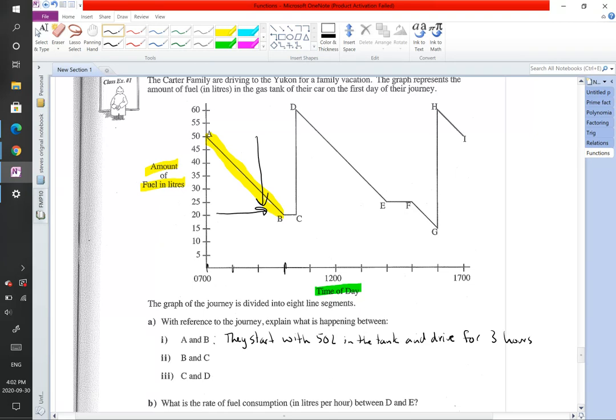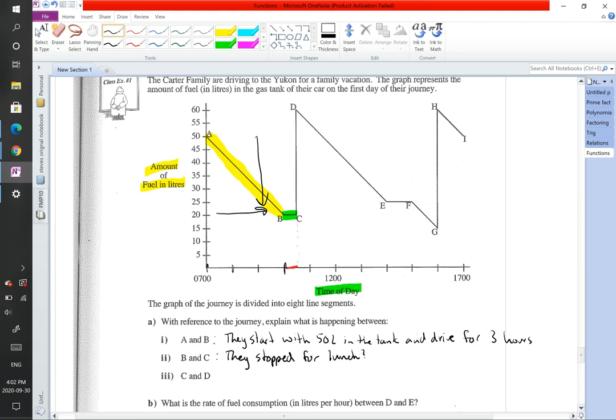What's happening between B and C? So now we're looking at this section right here. It looks like it is about half an hour long, and they're not losing any fuel. So I would say if they're not using any fuel, they must have stopped for lunch, maybe. Maybe they just stopped for a rest.